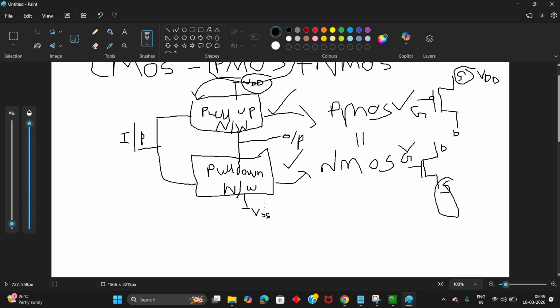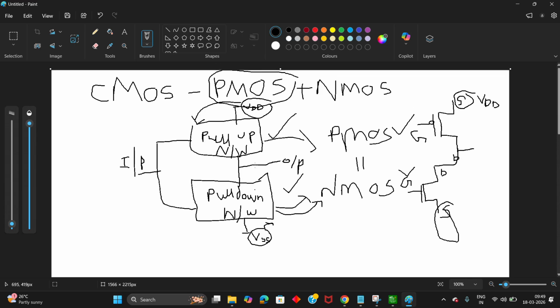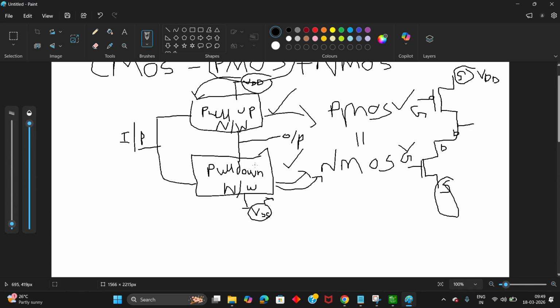Okay, we are going to apply VSS to the pull down network. Pull down network means the network which is made up of NMOS transistors, and we are going to apply that VSS to the source terminal of the NMOS. So from where we are going to take the output, we are going to join both of the drains, and then we are going to take the output from that common point of both the pull up and pull down network. Okay, this is the basic information that you need to know about the CMOS technology.